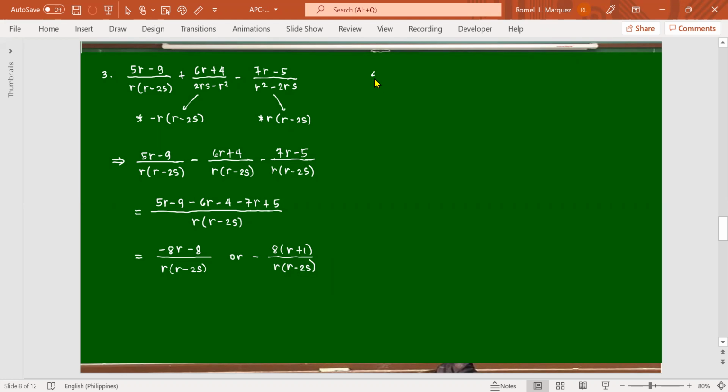Number 4. So we have 8 over 9 plus 2 over 3 minus 4 over 18. Oh, here, they are different denominators. So what's the LCD, guys?